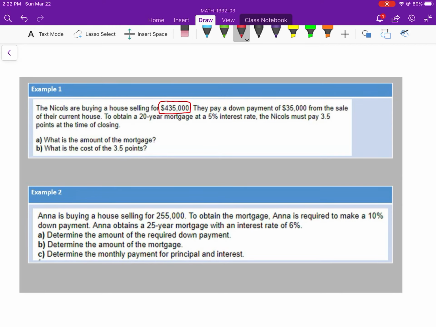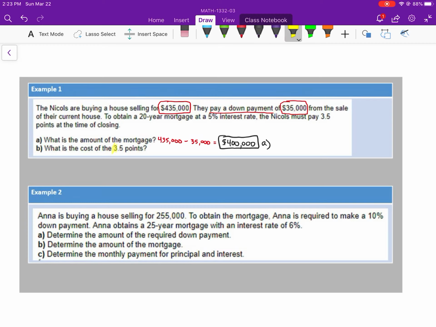Well, we see the house is selling for $435,000, but they pay a down payment of $35,000. So we need to take that down payment off first before we plug it into a mortgage here. On A, we're going to do $435,000 minus $35,000, and that'll give us our answer for A. The amount of the mortgage is going to be exactly $400,000. Okay, so that is the answer for A.